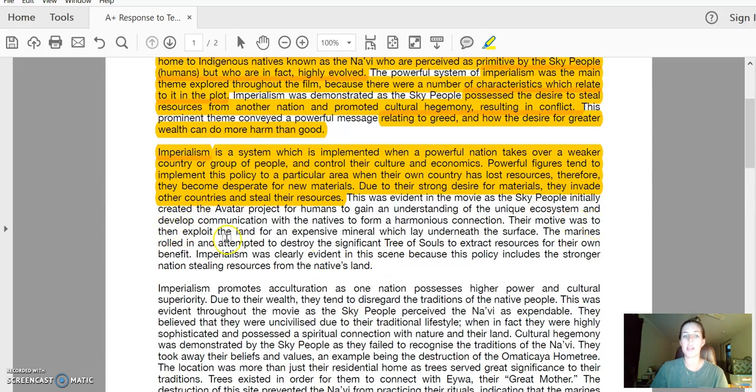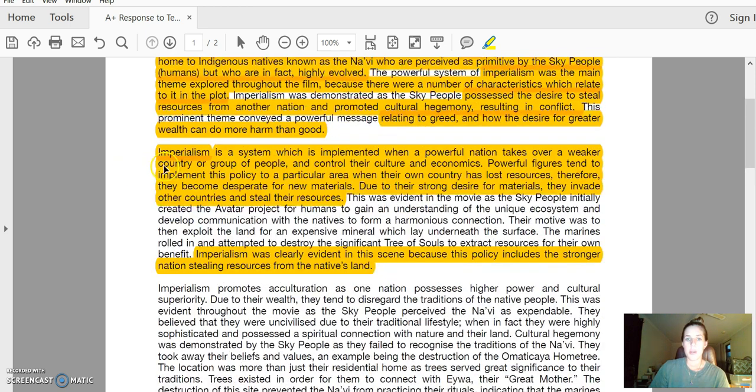Their motive was to then exploit the land for an expensive mineral which lay underneath. Imperialism was clearly evident in this scene. That sounds like her explanation, her linking sentence back to the main topic, because the policy includes a stronger nation taking resources from the natives' land. So she's explained what it is, she's gone into detail, provided an example, and then linked it back to the main question.